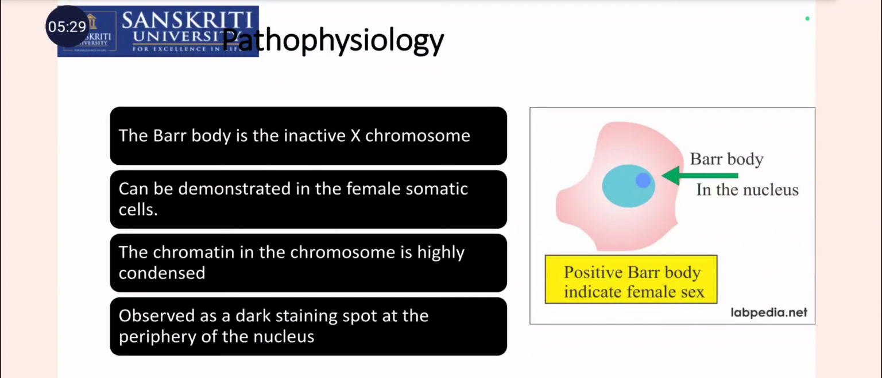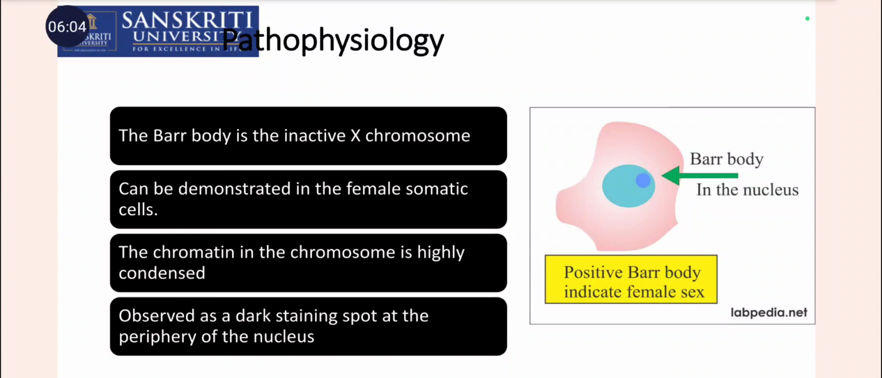Now pathophysiology. So again you can see the image. One of the cells is shown in this picture, and the cell shows a nucleus, where in the nucleus we can see the dark colored body, that is a Barr body. If we look under the microscope, you can see it is a positive Barr body test, and this is only visible if the sample is from a female.